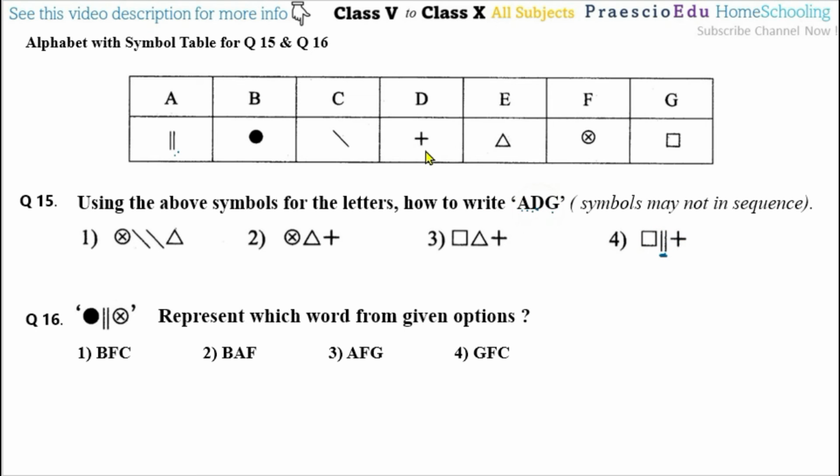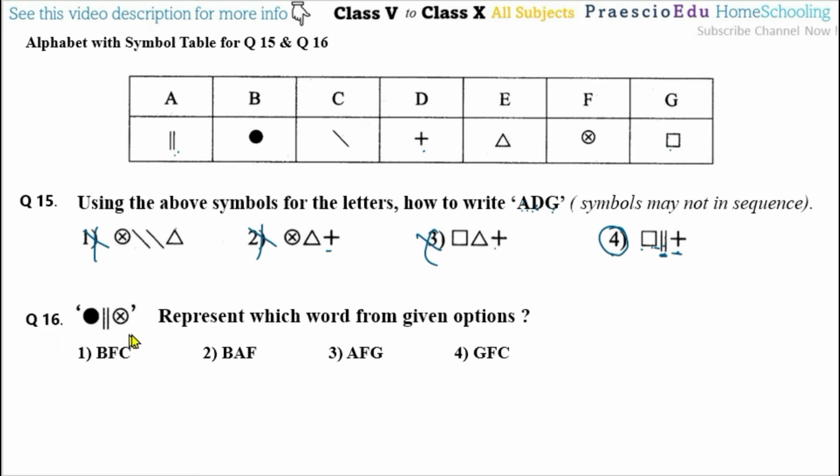Then D. D means this plus sign. Here it is given, but here these two vertical lines are absent. So only option 4 has it. And then G. G means this square. This is given. So these three symbols are correctly given. So option number 4 is correct. These three symbols are not in the other options, but A, D and G, these respective letters, their respective symbols we have got in option number 4.